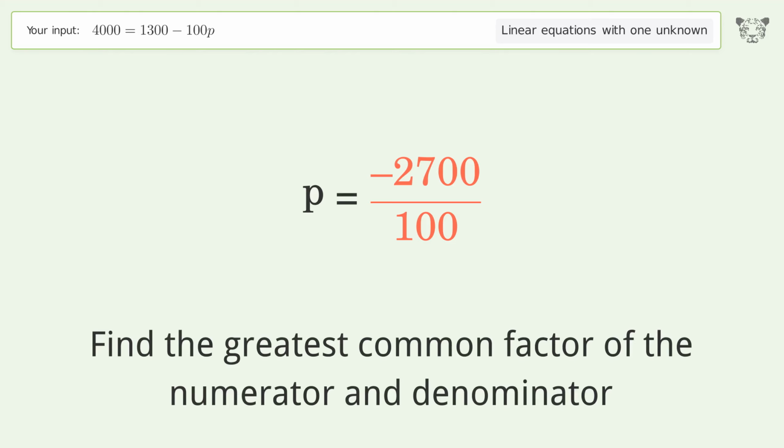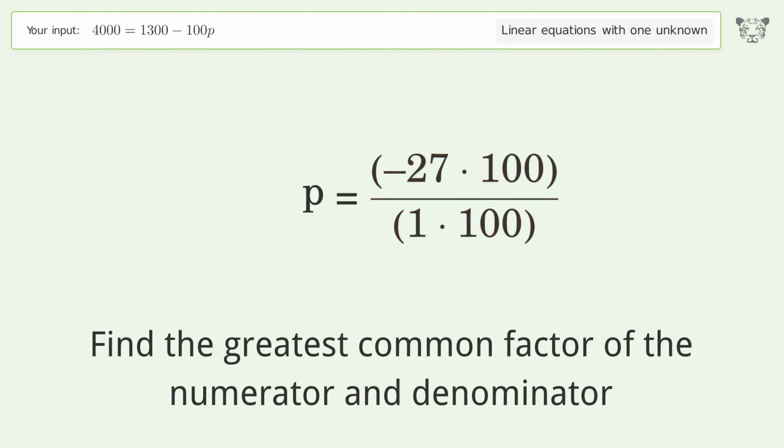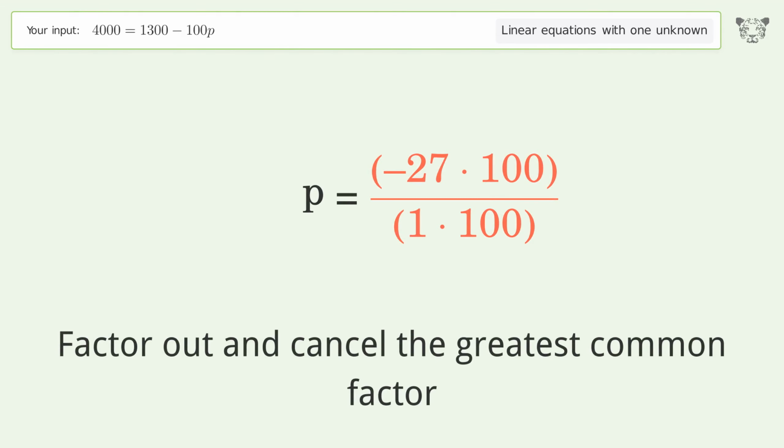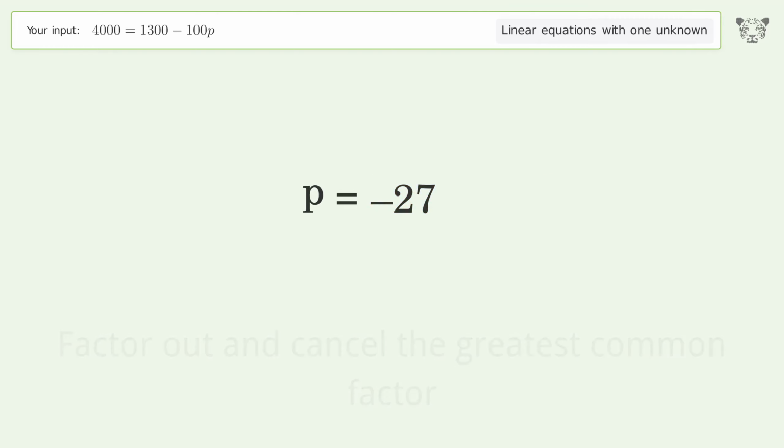Find the greatest common factor of the numerator and denominator. Factor out and cancel the greatest common factor. And so the final result is p equals -27.